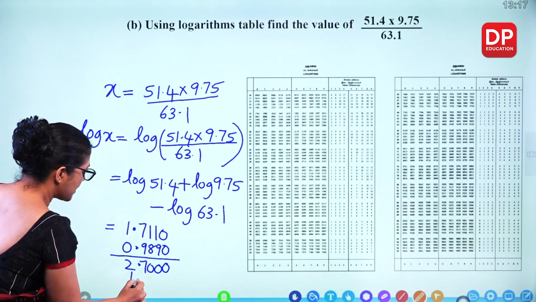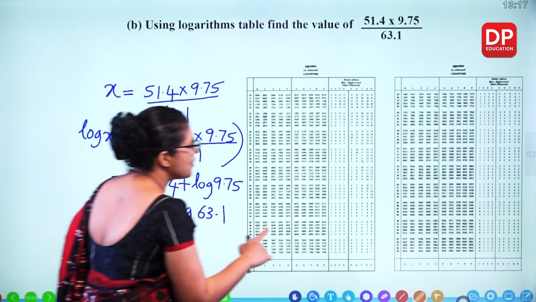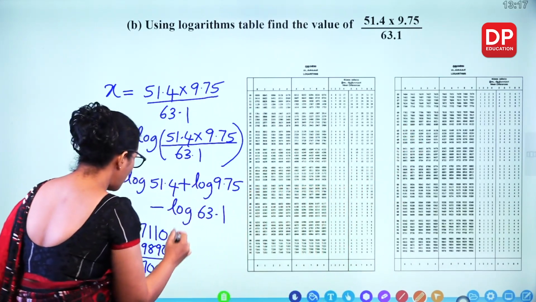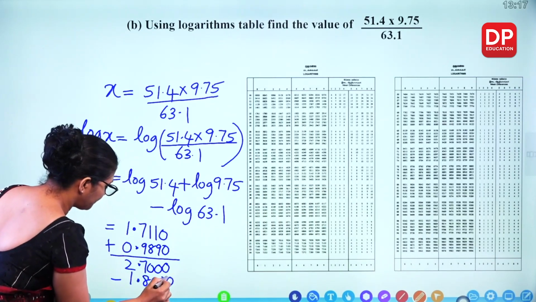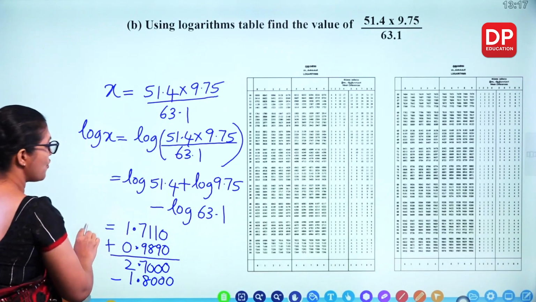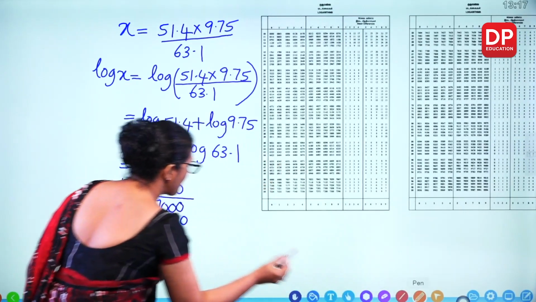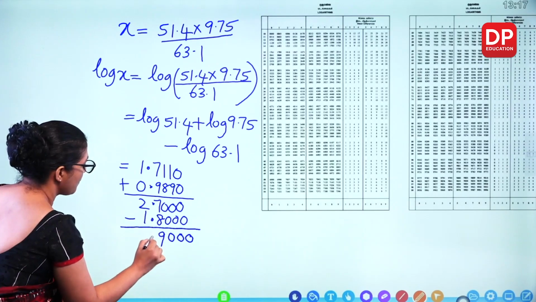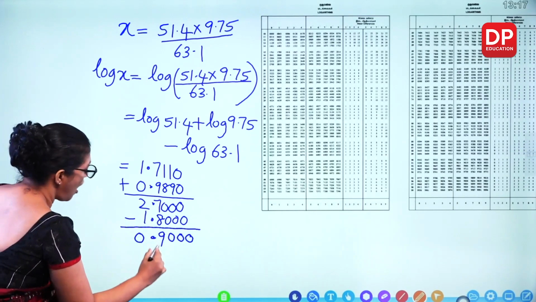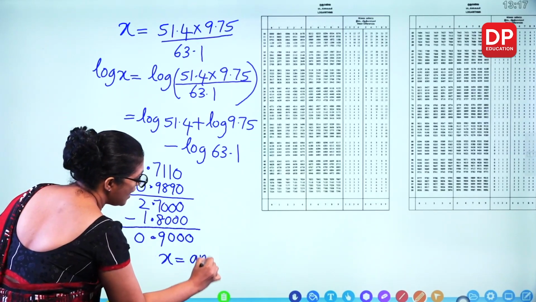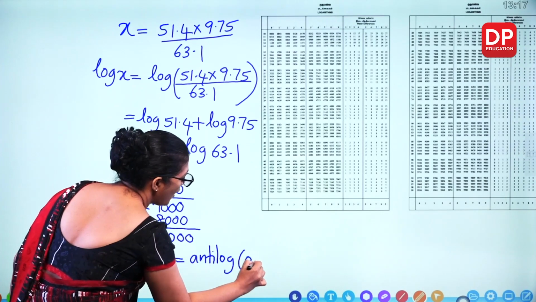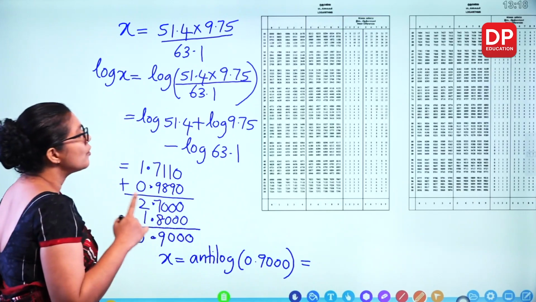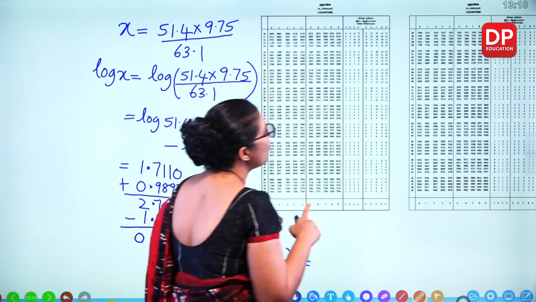63.1, that means 1 point, that's 8,000. Now you can subtract. 0.9. How do you find x? You have to look at the antilog value of 0.9000. Look at the antilog value, 0.9.